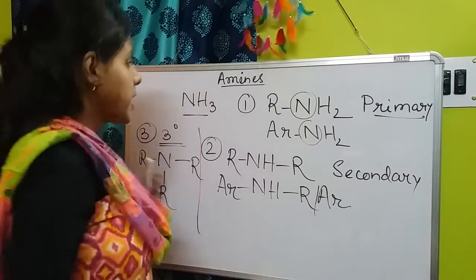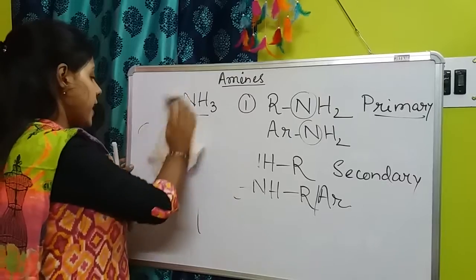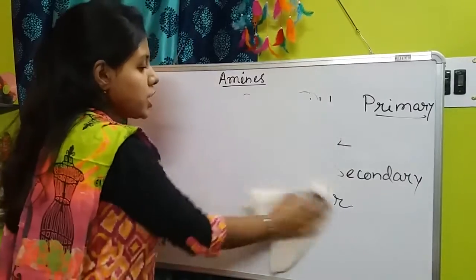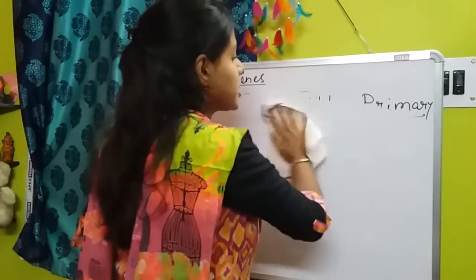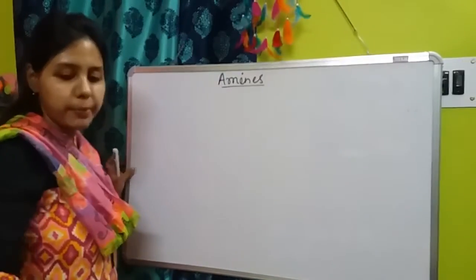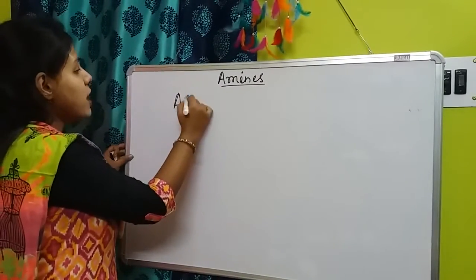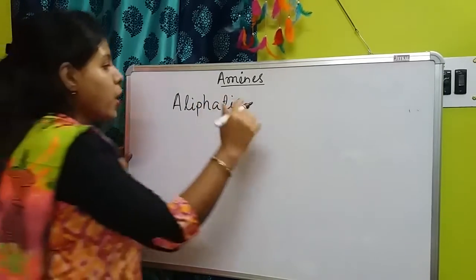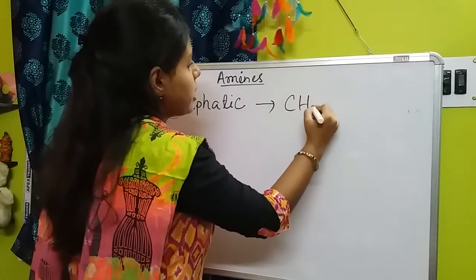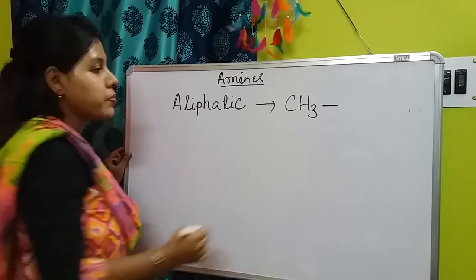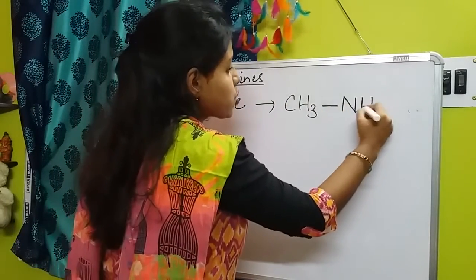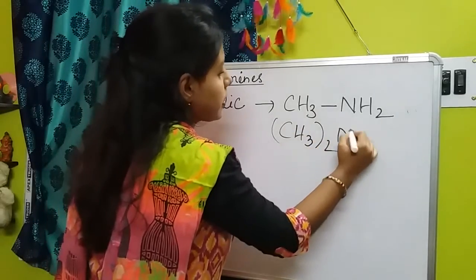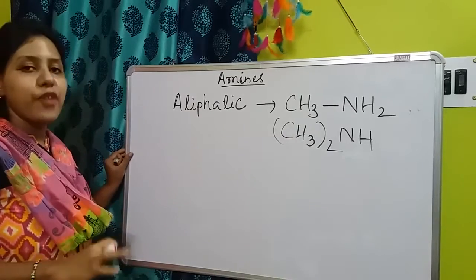Clear this one? Okay. Now the next type of classification is depending on the type of group that is attached with the nitrogen atom of the amine. For example, one is aliphatic amine, where there will be an aliphatic group just like CH3 attached with the amine. One or more could be attached. So these are the example of aliphatic amine.